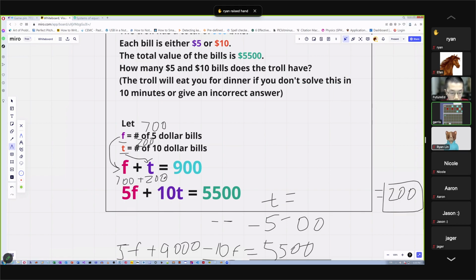700 plus 200 is 900. Yep, it's 900. Okay, thank you. Aaron, can you help me with 5f plus 10t equals 5500, please? So how do we make sure f and t satisfy this equation as well?